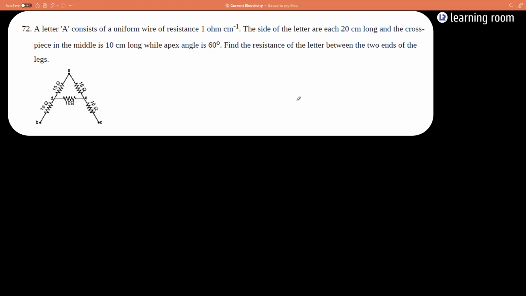A letter A consists of uniform wire of resistance 1 ohm per centimeter. The sides of the letter are each 20 centimeter long, and the cross piece in the middle is 10 centimeter long with an apex angle of 60 degrees. Find the resistance of the letter between the ends of the legs, between the points B and C.